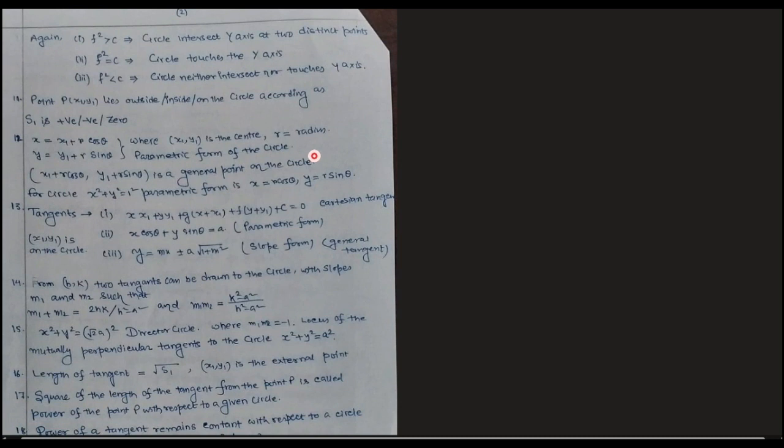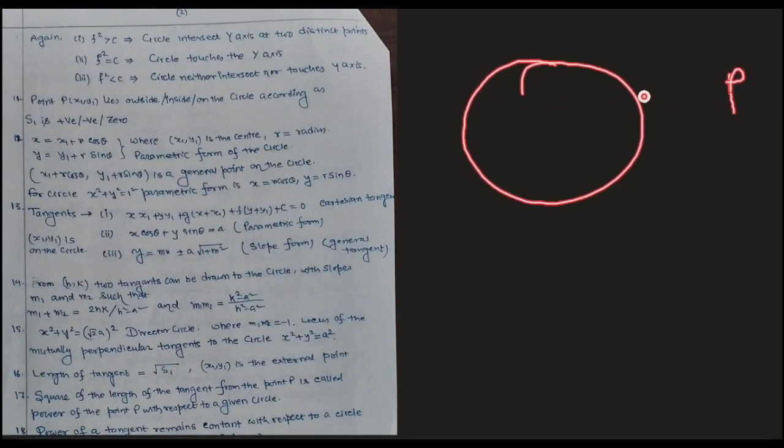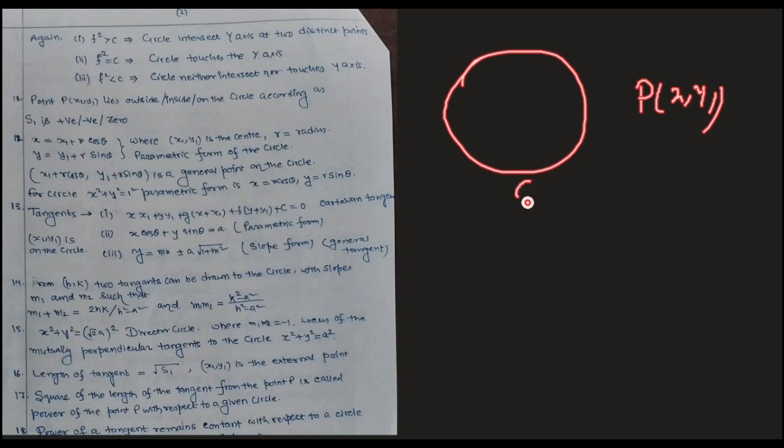Okay, now intercept on the y-axis. Now you are going to determine whether a point is on the circle, inside the circle, or outside the circle. If you take the point P with coordinates x1, y1 and the circle S, then when we put x1, y1 in S to get S1: S1 greater than 0 means the point is outside, equal to 0 means on the circle, less than 0 means inside the circle.